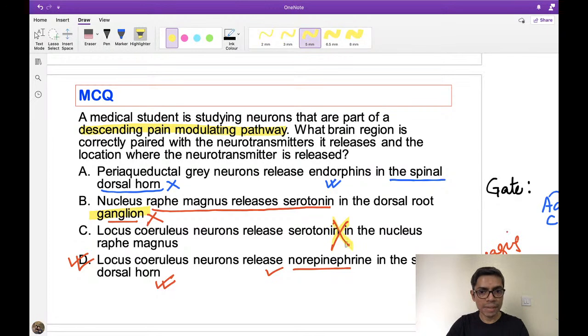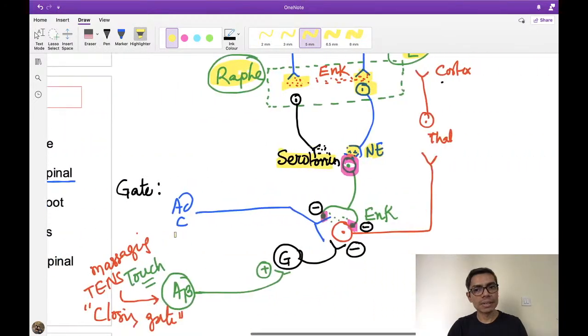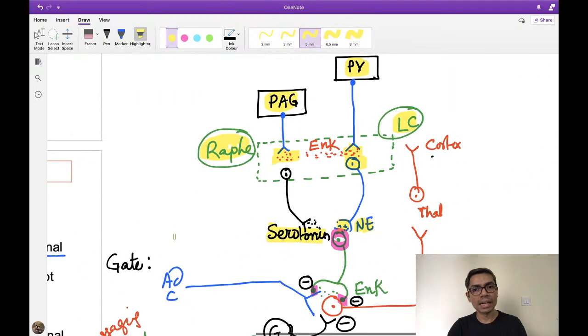No, false. Locus coeruleus is for norepinephrine. And the last statement: locus coeruleus releases norepinephrine in the spinal dorsal horn. Actually it is not in the dorsal horn. Most of the neurons release neurotransmitter on the interneuron. That interneuron produces enkephalin, and enkephalin inhibits the pain pathway. This is the exact thing which is given in Ganong and Guyton, right?